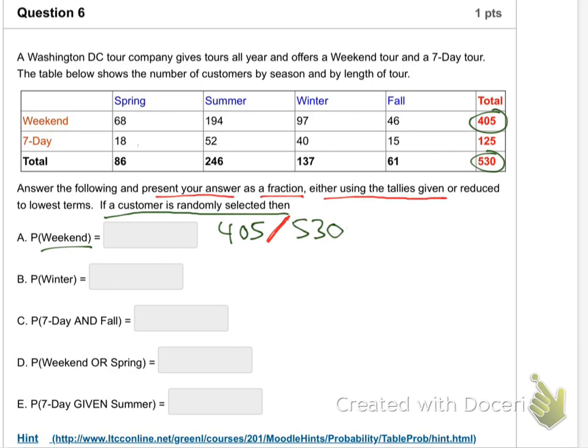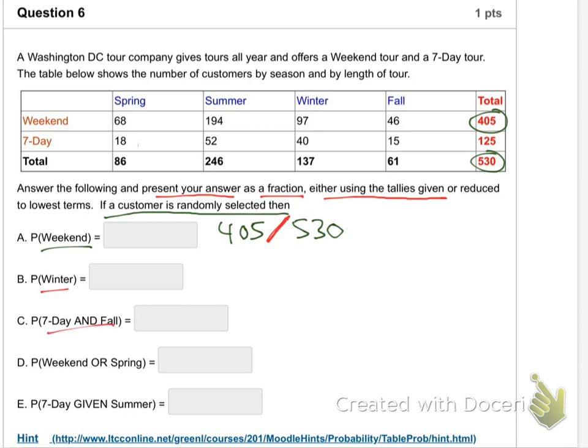I literally just typed in 405 / 530. I submitted the quiz, and it was happy with that one. It marked all the rest of mine wrong, but it was happy with that one. We good there? Does that make sense? It'll take it just like that. I refreshed it. I still don't have questions. So probability in the winter, I think that'll be easy.